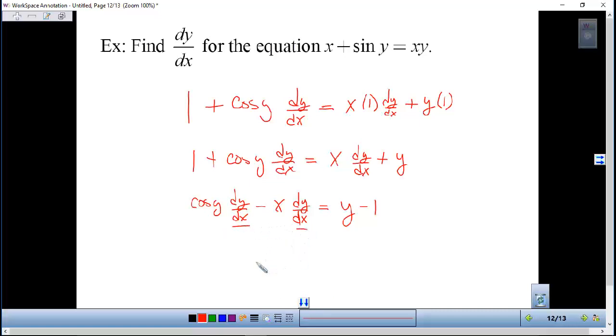All right, so once again, there we have that common factor of dy dx we can take out. And that's going to leave us with cosine y minus x is equal to y minus 1.